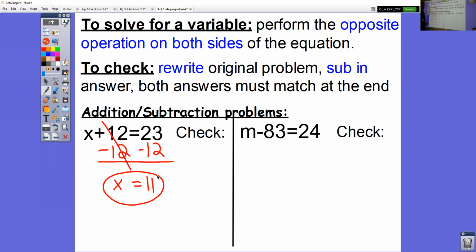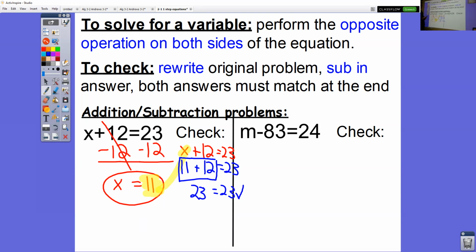There is an easy way to check your answer. When you want to check your answer, if I rewrite this equation, all that I need to do is take this 11 and sub it in for x. If I take that 11 and sub it in for x, instead of x plus 12, I'm going to have 11 plus 12 equals 23. Well, if you actually do this calculation, 11 plus 12 gives you 23. That is the same as what we had on the other side of the equal sign. If these two numbers match in the end, you know that you did your answer right.